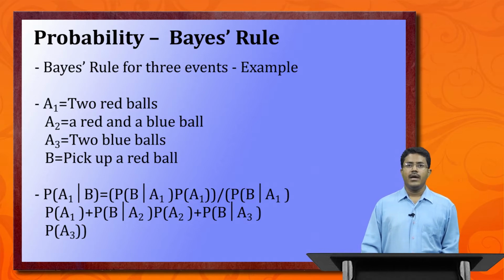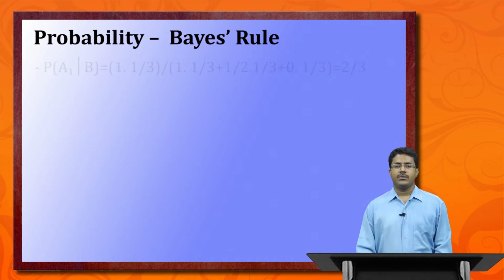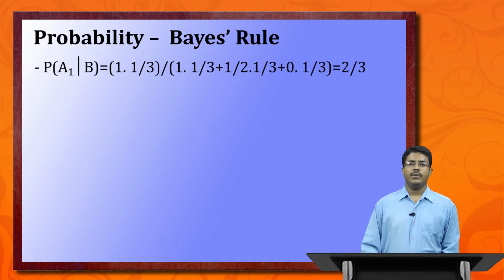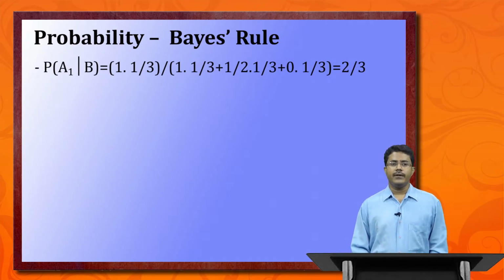P(B|A3) is 0 because in the third box there are no red balls. So getting a red ball from the A3 box, or third box, is 0. And P(A3) is also 1/3, because we pick one box out of three. So it is 1 by 3. So the total probability P(A1|B) equals 2 by 3.